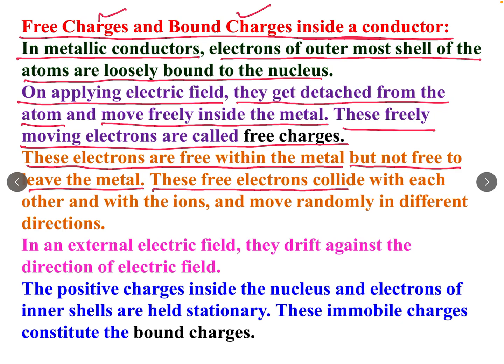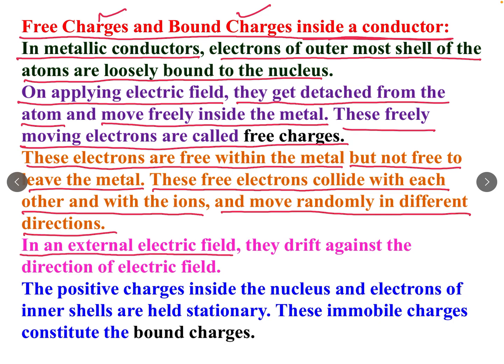These free electrons collide with each other and with ions and move randomly in different directions. These electrons are called free charges, which are free to move. In an external electric field, they drift against the direction of electric field. When electric field is applied, these free electrons move in a particular direction opposite to the electric field.